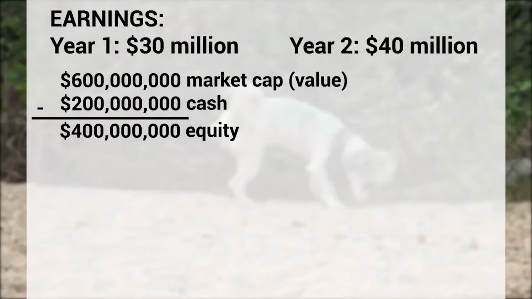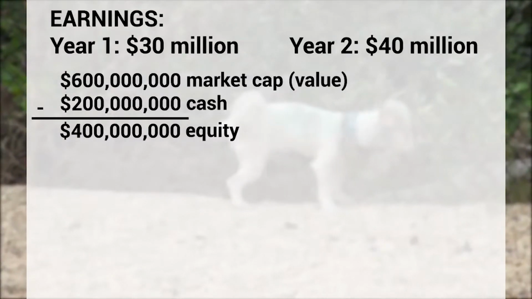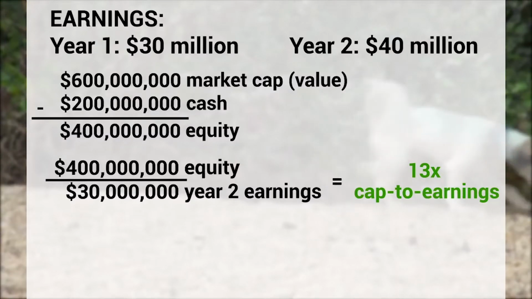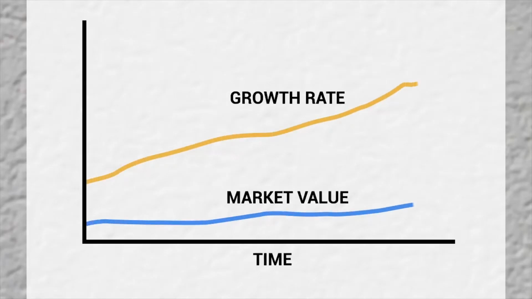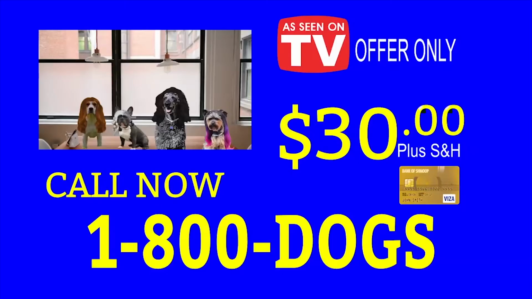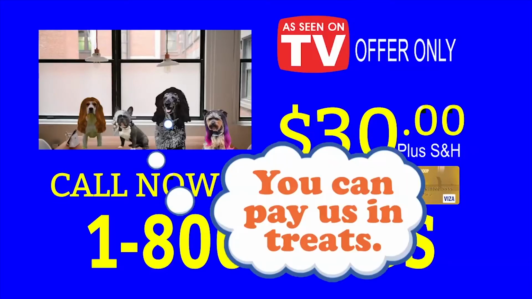But if you back out the cash, the equity or earnings power of the company at just $400 million is trading at only 13 times this year's earnings and just 10 times next year's earnings. Cheap, really cheap relative to its growth rate. So maybe this company is a screaming buy and investors should really pay attention and the stock's cheap here.